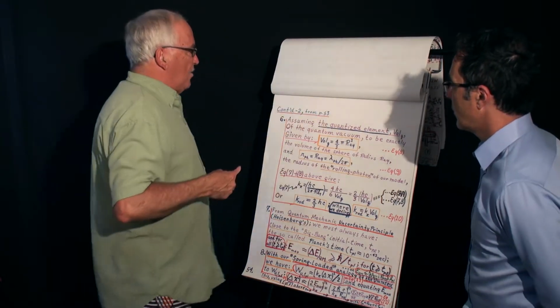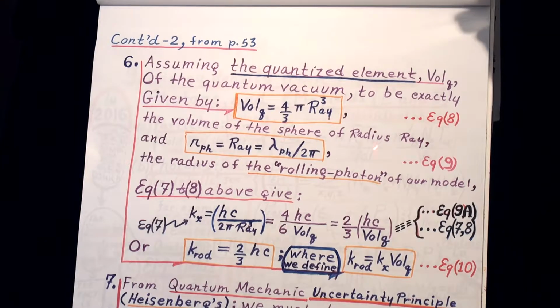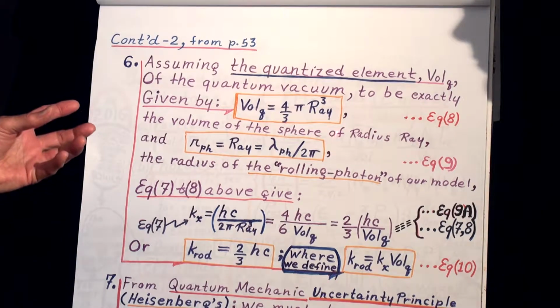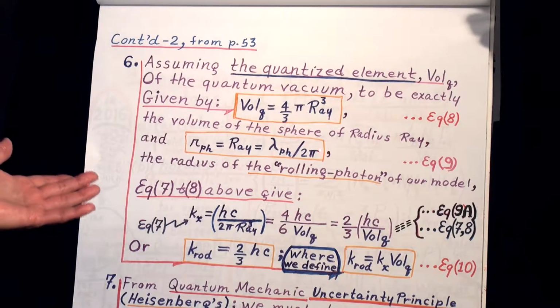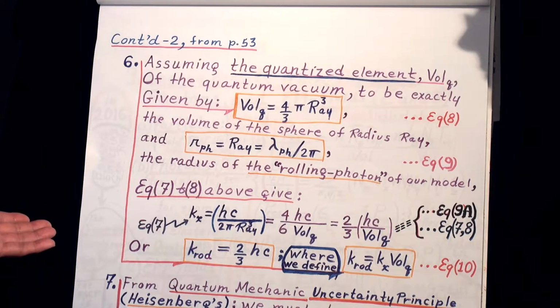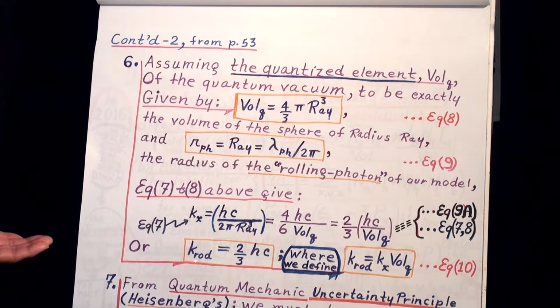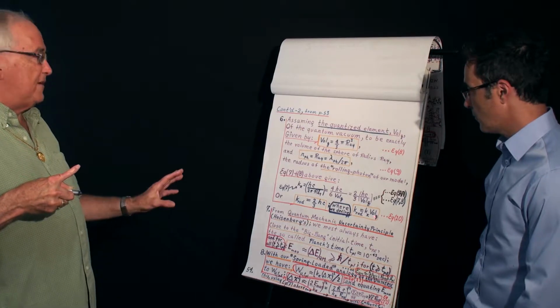It's just the calculation I made, assuming the quantized element volume of space that I just mentioned, and the radius of a photon to be rho, or the wavelength divided by 2 pi. Then you get what I call k_rod, which is defined here as 2/3 of Planck's constant times the speed of light. Okay, k_rod, because this is for Rodrol, because I defined it somewhere. So where we define k_rod, it's here: the elastic constant multiplied by the volume of space considered.